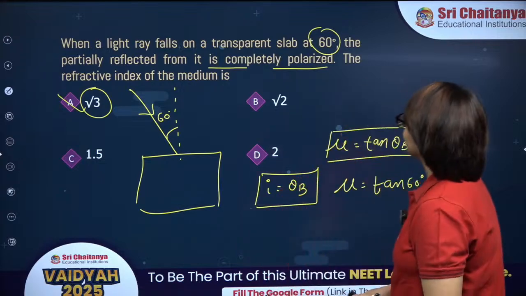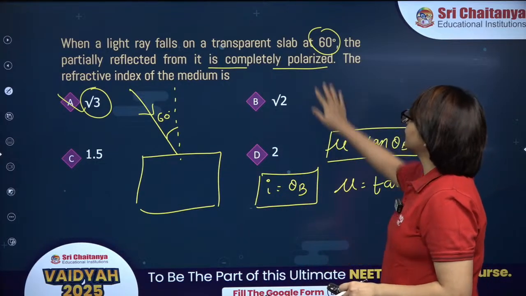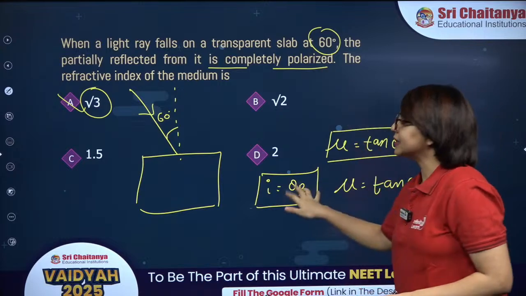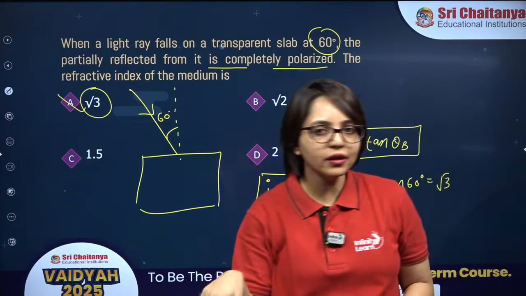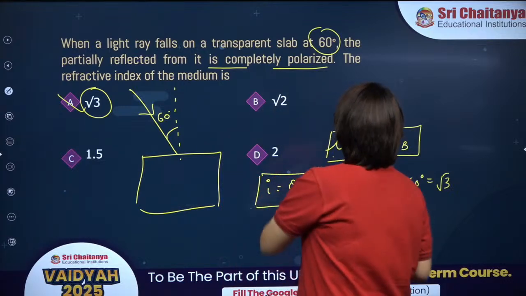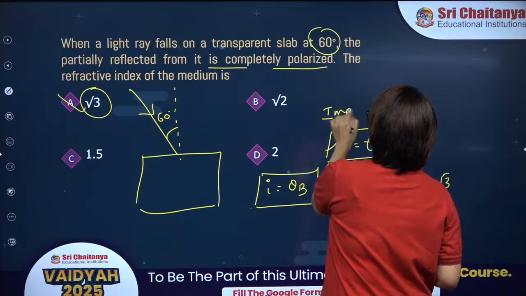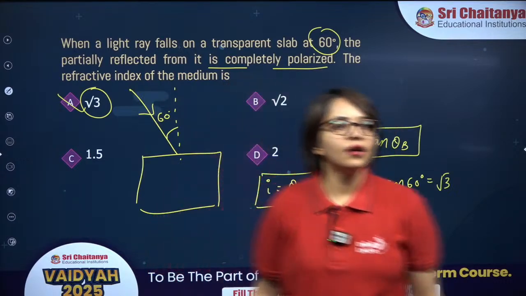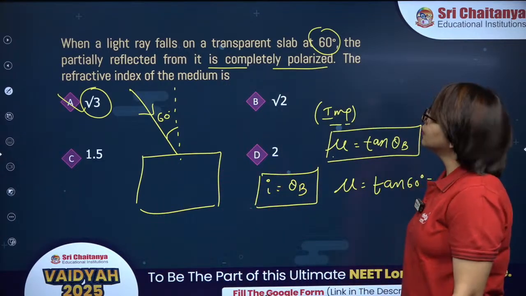If the reflected light is completely polarized over here, then the angle of incidence should be equal to Brewster angle, and tan of Brewster angle is equal to mu. Please remember this one. This is important for us. This is from wave optics, polarization of light. Alright, let's try this one.